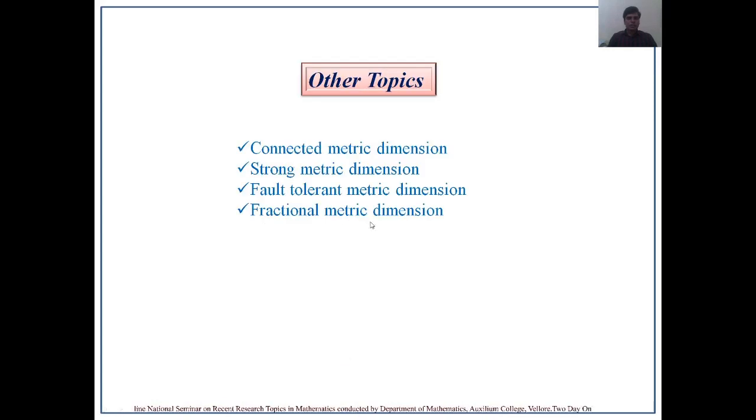These are some of the other variations of metric dimension, like connected metric dimension, strong metric dimension, fault tolerant metric dimension, fractional metric dimension.